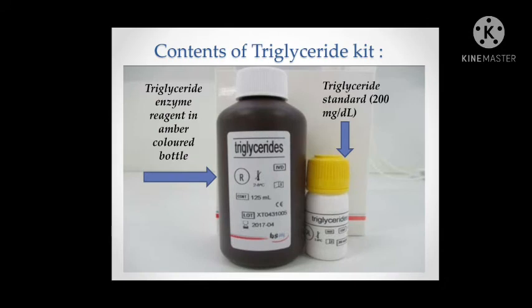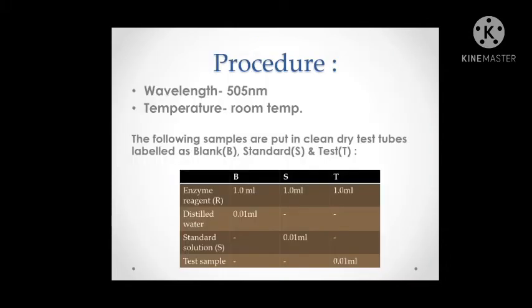Now let us look at the triglyceride kit contents in this photo. We can see the amber colored bottle containing triglyceride enzyme reagent and the white bottle containing triglyceride standard of 200 mg per dl.